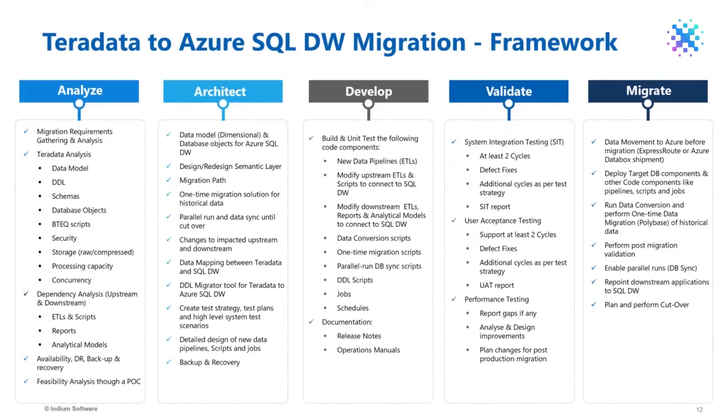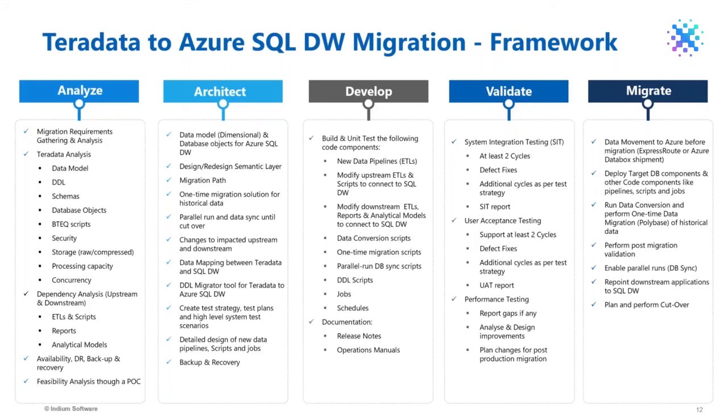As part of validation, we normally recommend 2 cycles of system integration testing, which includes defect fixes, additional cycles as per test strategy, followed by user acceptance test. Again, this is 2 cycles at least. Identify the gaps, plug them, and get the UAT sign off, and then perform performance testing to ensure the new setup is going to be at least the same as the old setup. And eventually, the migration stage, which includes the data movement to Azure.